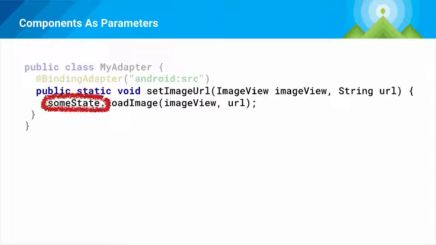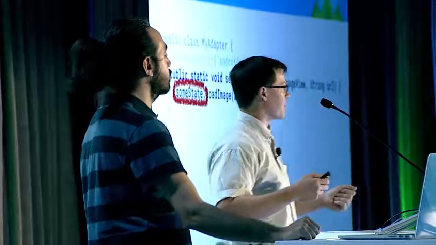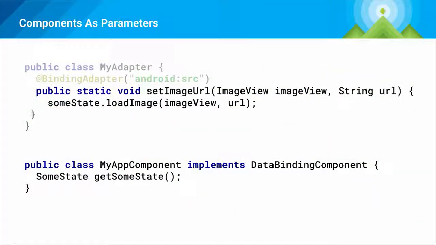Now, you can also do this with components. Now, when you're doing it with a component, if you have some kind of state you want to get, imagine this is a cache for your images, right? So you want to load the image from your cache first, and then possibly load it off thread. In this case, we need to know what that instance is. We're going to pass it as a static method, but we want to have some kind of instance that we're going to share around to all the different binding adapters. So in this case, we need to know what that state is.